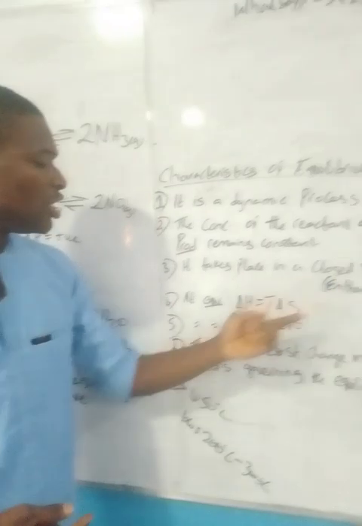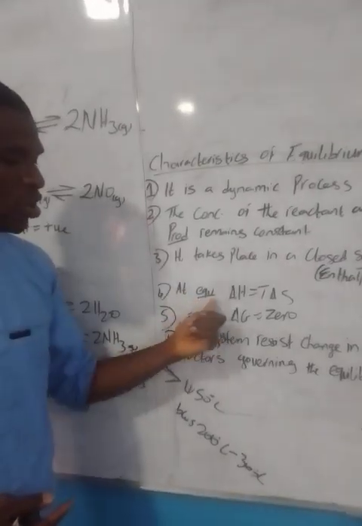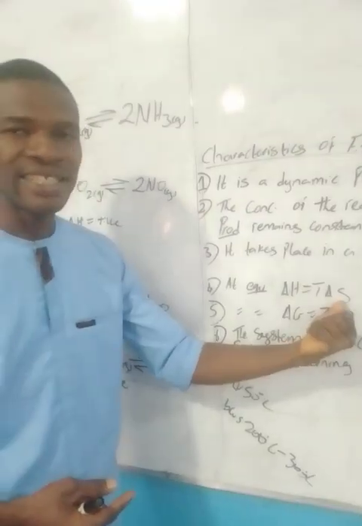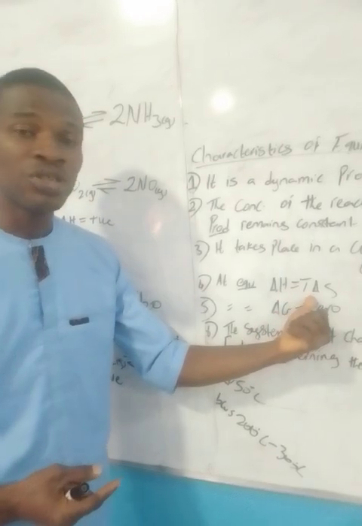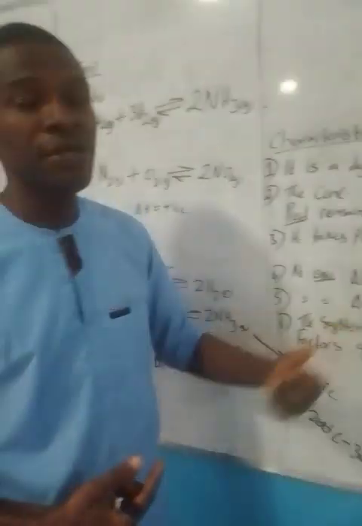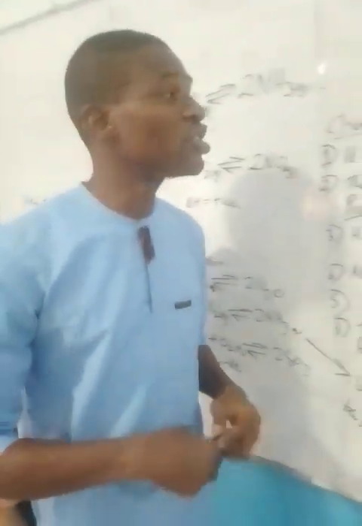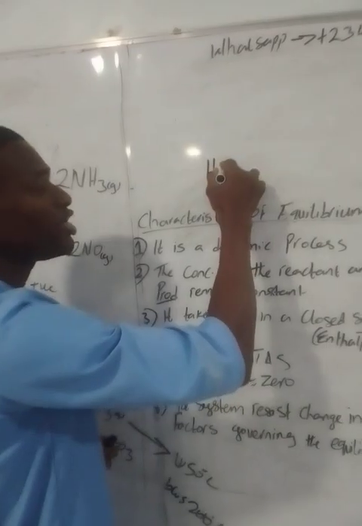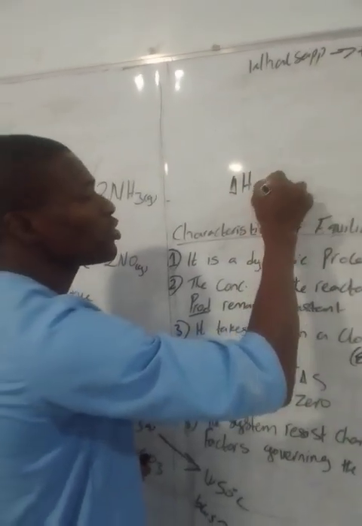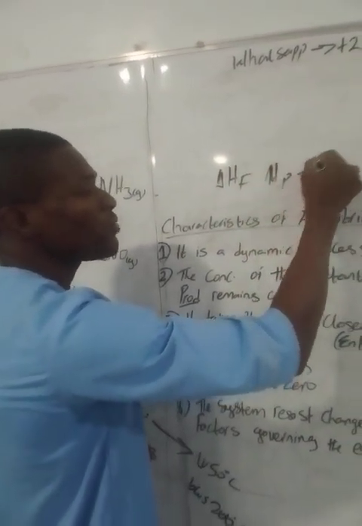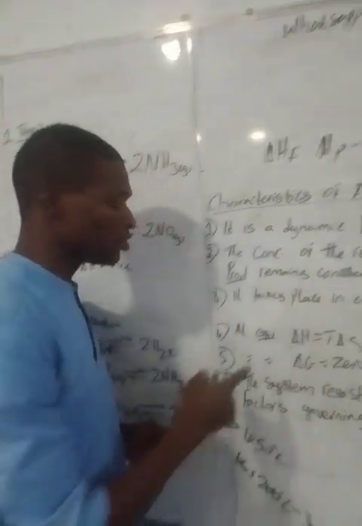Delta H should be equal to T delta S. Remember, when we talk about enthalpy, we say delta H equals H of product minus H of reactant. That is for enthalpy.